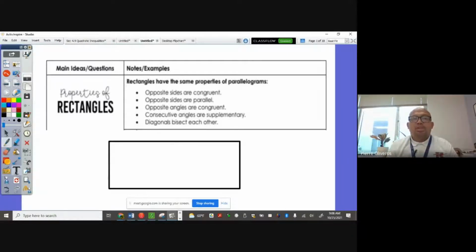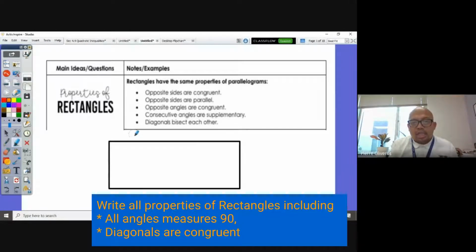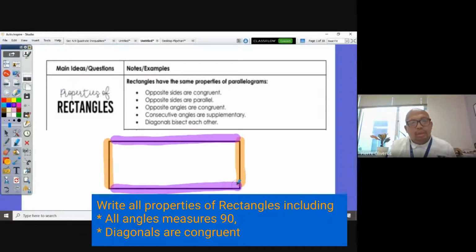Okay, so first, same thing as a parallelogram, a rectangle has opposite sides that are congruent, the orange and the purple one are congruent. Their opposite sides are parallel. Opposite angles are congruent. Consecutive angles are supplementary. And the diagonals bisect each other. Exactly the same thing as a parallelogram.